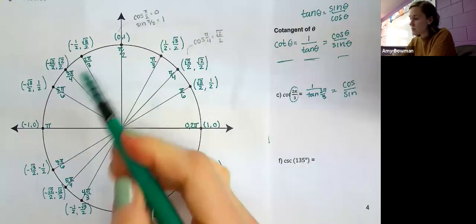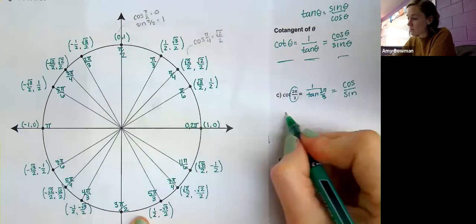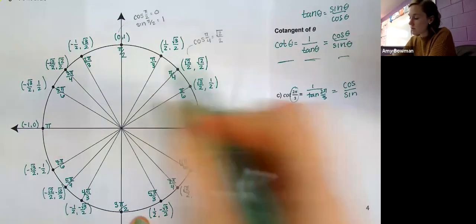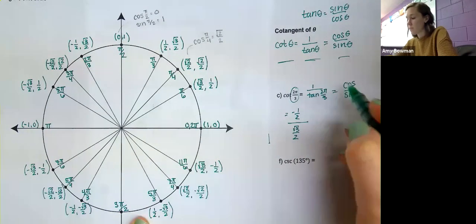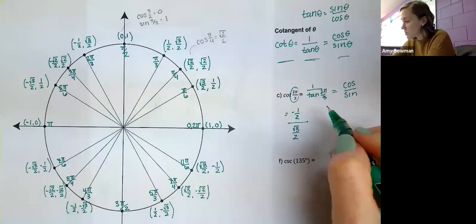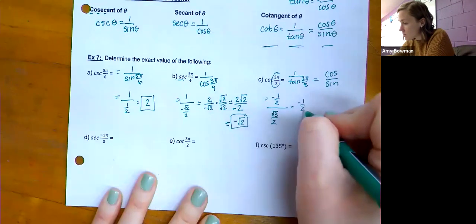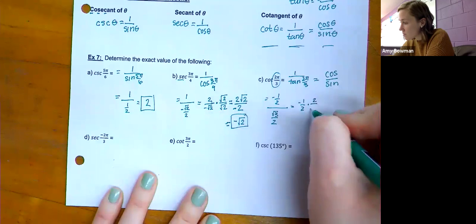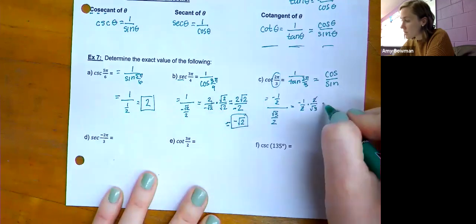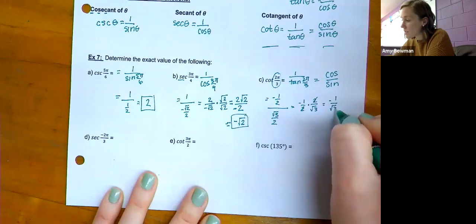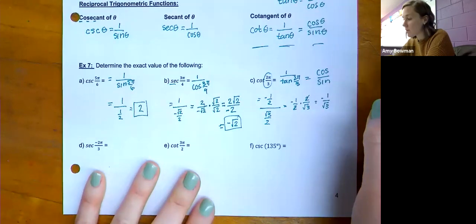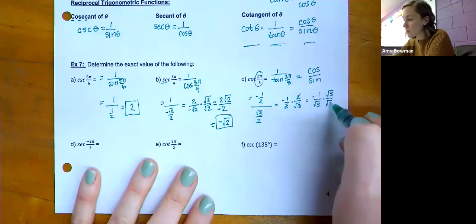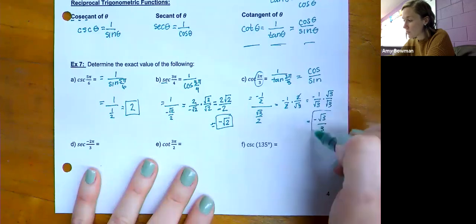So cosine divided by sine. At 2 pi thirds, cosine is negative 1/2, sine is root 3 over 2. Got a complex fraction here. So I'm going to multiply by the reciprocal. My 2's cancel, and I'm left with negative 1 over root 3. Again, a root in the denominator, I need to simplify it by multiplying by root 3 over root 3. And then I end up with negative root 3 divided by 3.